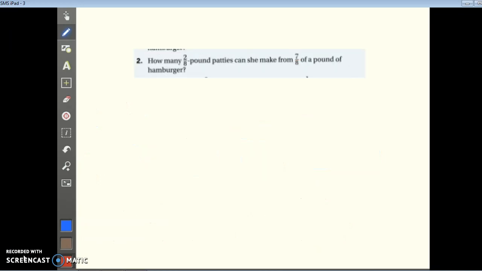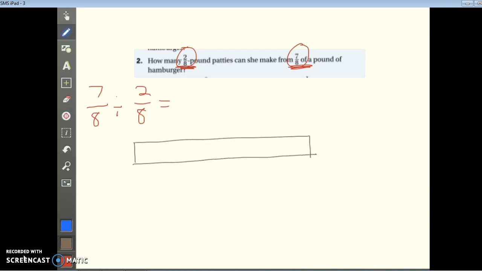Moving on. Next question is, how many 2/8 pound burgers can she make from 7/8 pound of hamburgers? Very similar numbers to the last problem. 7/8 divided by 2/8. Because we're starting with this much total, we want to break them into or divide them into this size pieces. And we'll finish that later. So drawing my model.